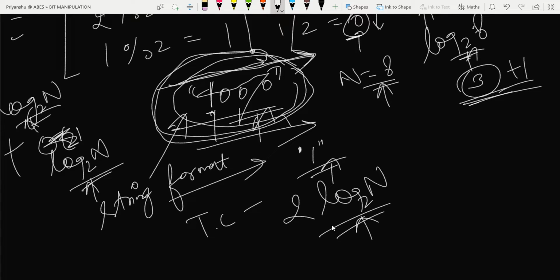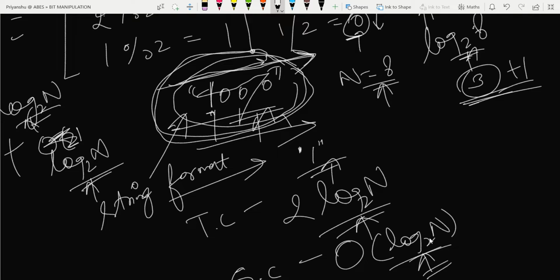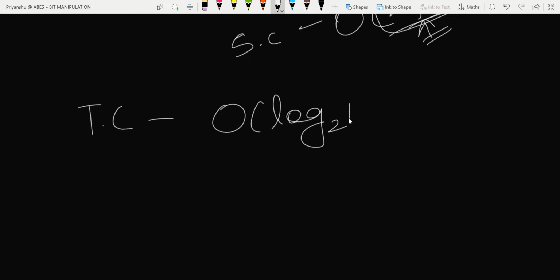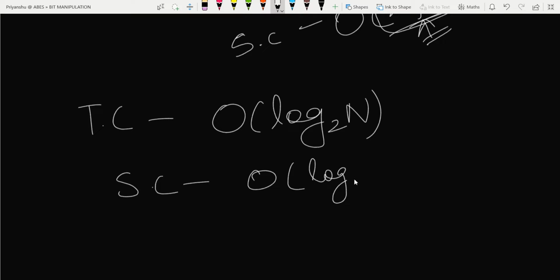And space complexity would be order of log base 2 n, because basically what we are doing is storing these many bits in a temporary string. So for the temporary string we require this space. So I can write it clearly that the time complexity would be order of log base 2 n, and the space complexity should be order of log base 2 n. Is this correct? Let us analyze it.